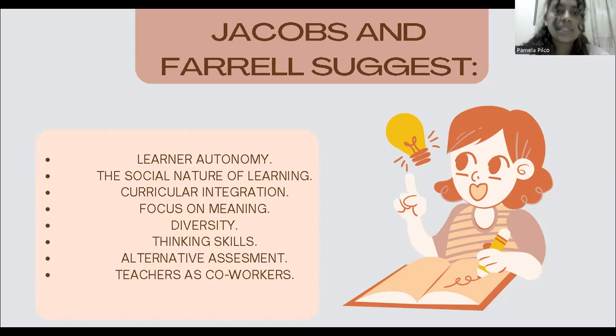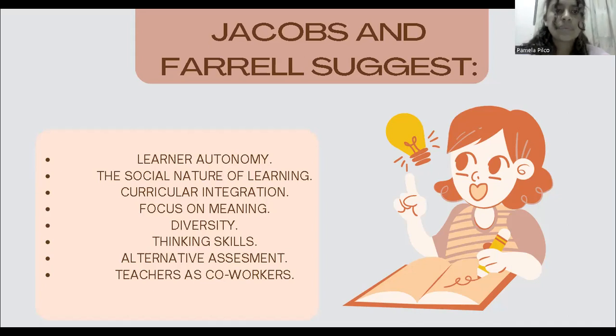The other one is diversity. Jacobs and Farrell suggest that learners learn in different ways. And it means that nobody is going to be good at something that another one is bad at. So the teacher needs to know the strengths of each student and try to design activities related to the learning ways of most of the students.